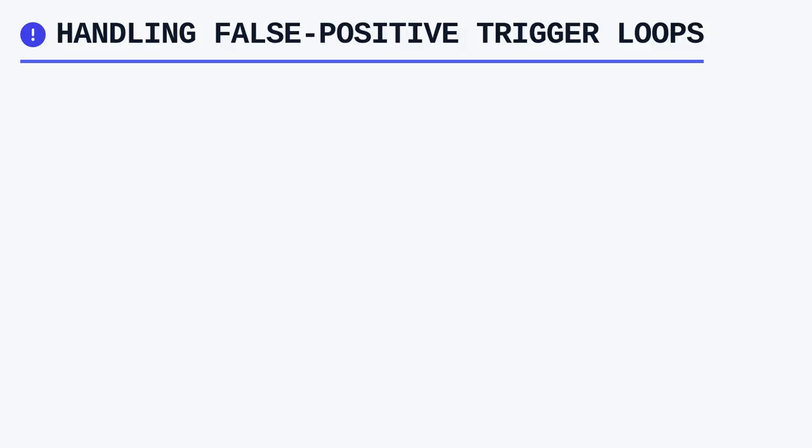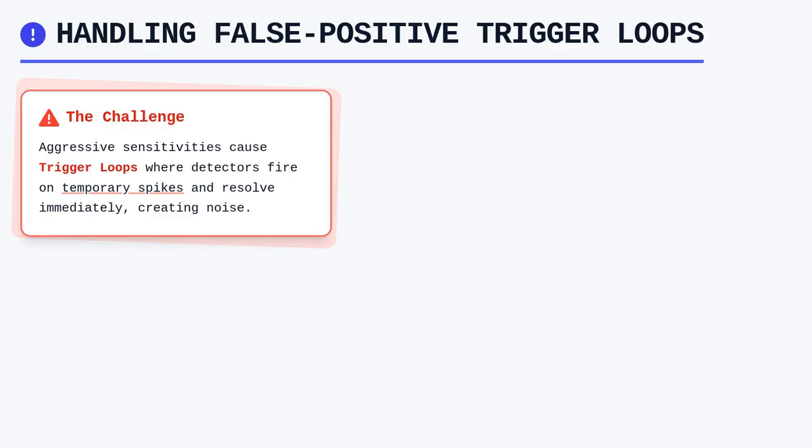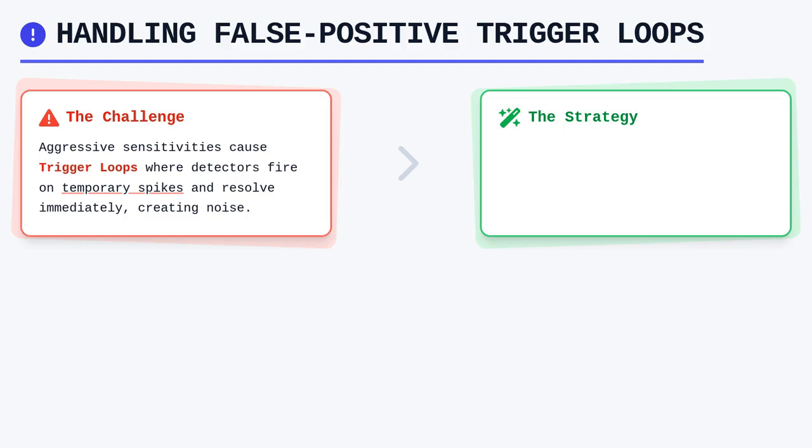False positive trigger loops are another common challenge, particularly in environments with unpredictable workload bursts. These loops occur when trigger sensitivities are set too aggressively, causing the detector to fire every time a temporary spike occurs, only to resolve a few seconds later. You can address this by adjusting the evaluation window to encompass a longer duration or by applying a threshold that requires the condition to be sustained for a minimum number of consecutive data points.